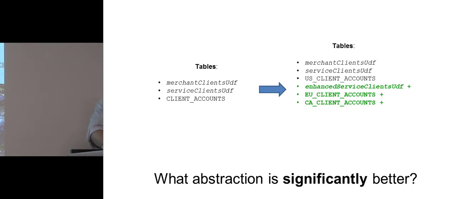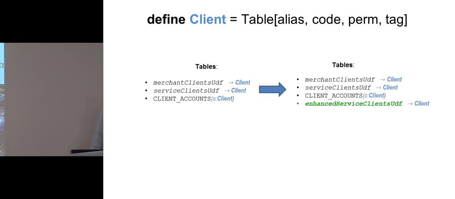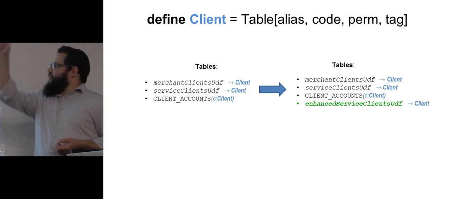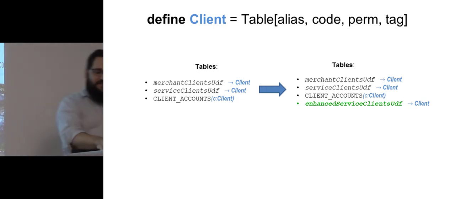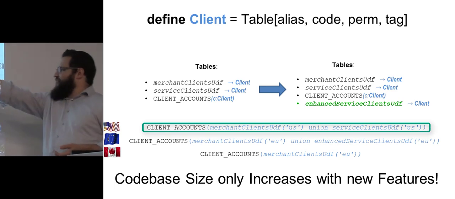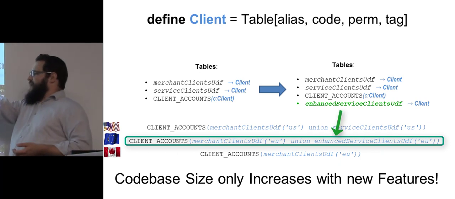So let me describe what we want that would actually solve this problem. What we want is this. We want this definition of a client thing. A client thing that's actually a table that has these four fields that we saw earlier. And we want to have our UDFs return this kind of client table, and this final view put it in. So essentially, if we had that, all we would have to do is add this thing right here, and we would be done. Here's what the whole thing would look like. For the US, we would do this and compose these guys via union. Through the EU, we would have the enhanced one.